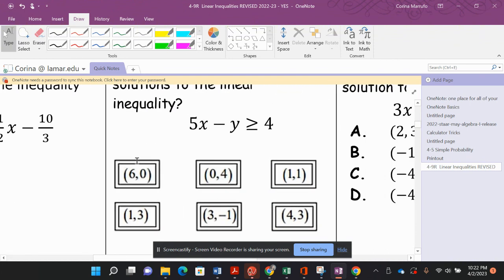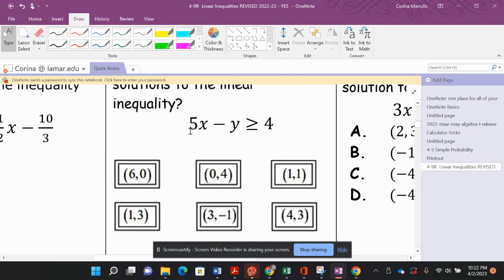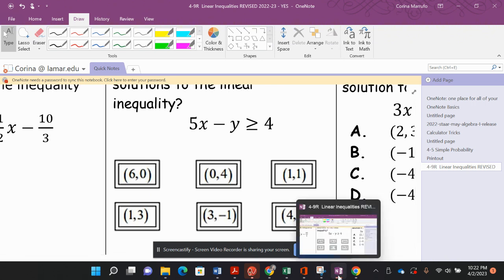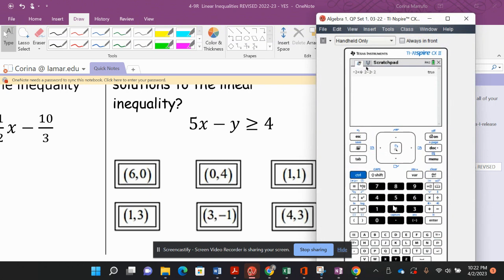Then number 4 is going to be for you guys. I'm going to have this one right here. It says, which ordered pairs are solutions to the linear inequality? And then they give us the inequality. When they ask us which one of these are solutions, that means that they want us to take each point and plug it in. So I'm going to go ahead and do that on my calculator for you.